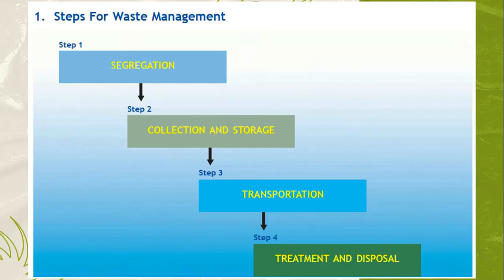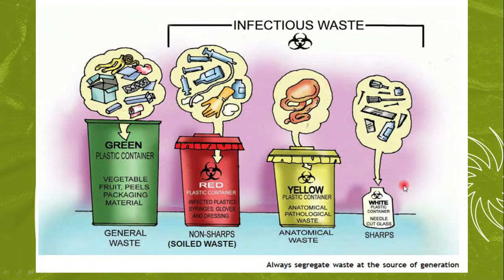If we see the steps of waste management, the first step is segregation, another step is collection and storage, the third step is transportation, and the fourth step is treatment and disposal. We have various types of color-coded dustbins in which we have to discard all the waste. Infectious waste is discarded into red, yellow, and white or puncture-proof containers, whereas non-hazardous or non-infectious waste is generally discarded in green or black colored dustbins.